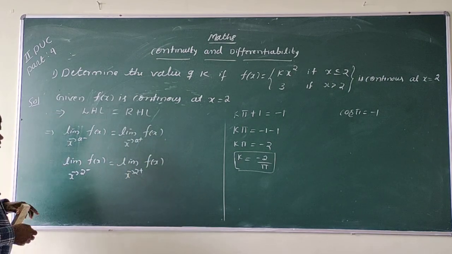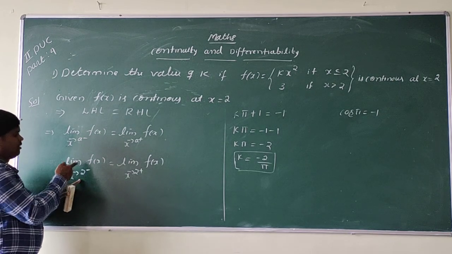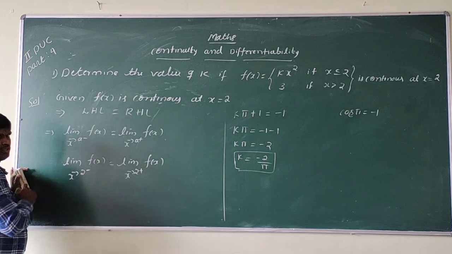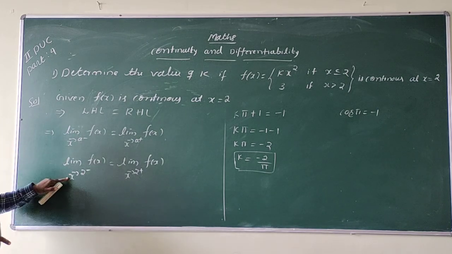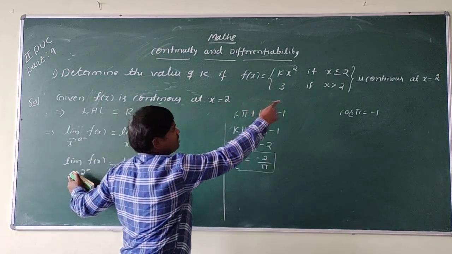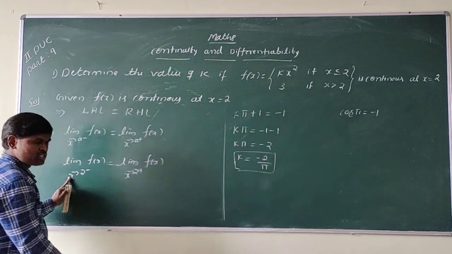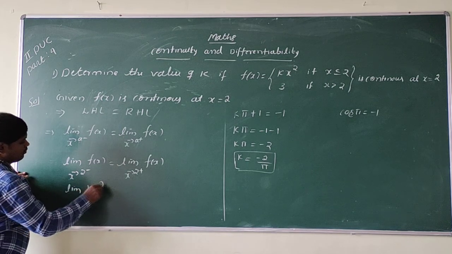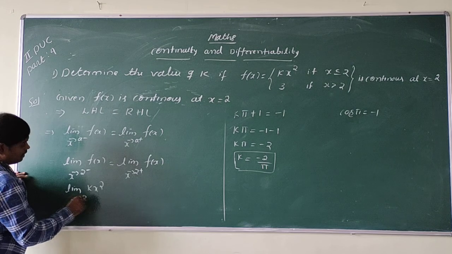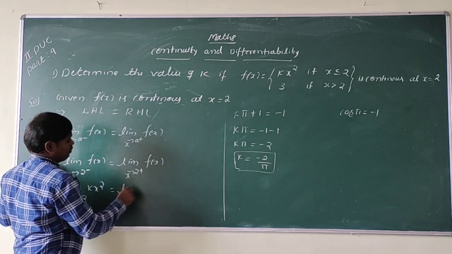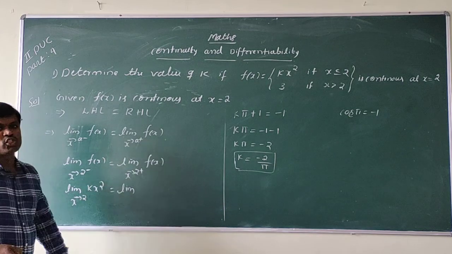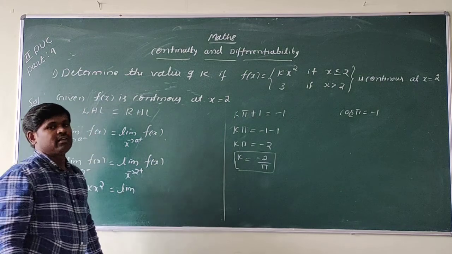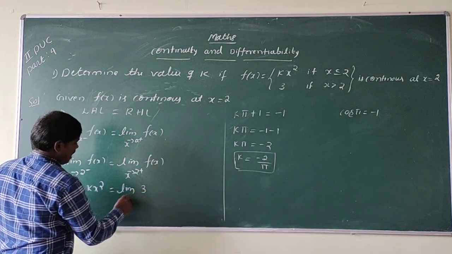See here, x tends to 2 minus means the value of x is less than 2, so we take f of x as kx square. That is the limit of k into x square as x tends to 2. It is equal to the limit as x tends to 2 plus, meaning the value of x is greater than 2, so we take f of x as 3. So it is 3 as x tends to 2.